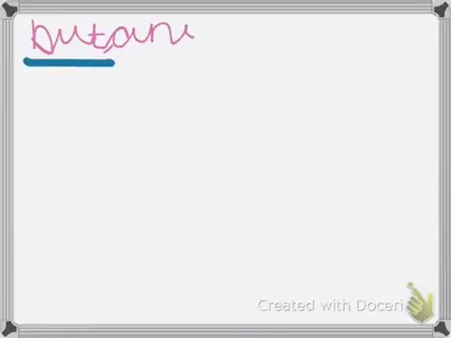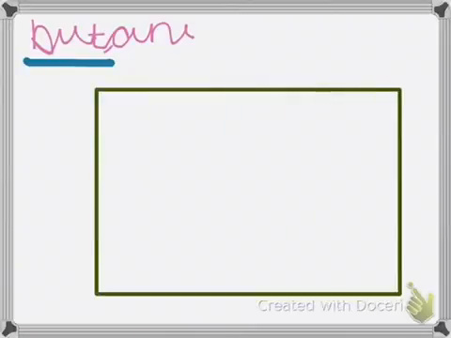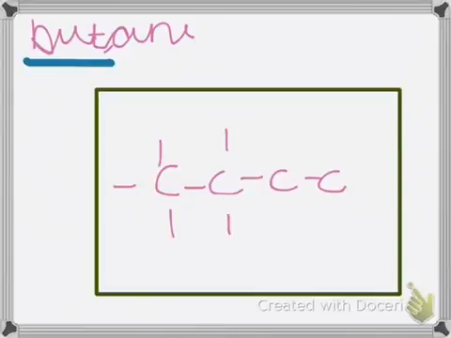Then we have butane. But indicates 4. So let's write its structural formula. 4 carbon atoms, and we just add our hydrogen atoms, and its molecular formula is C4H10.